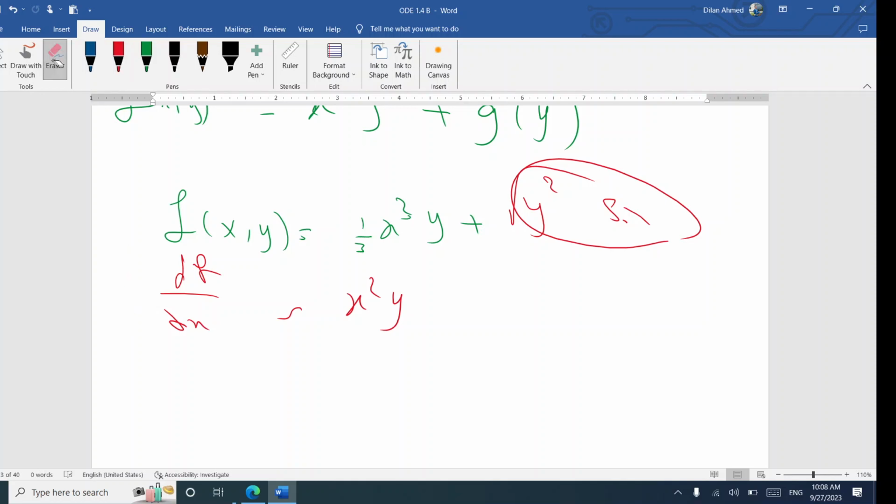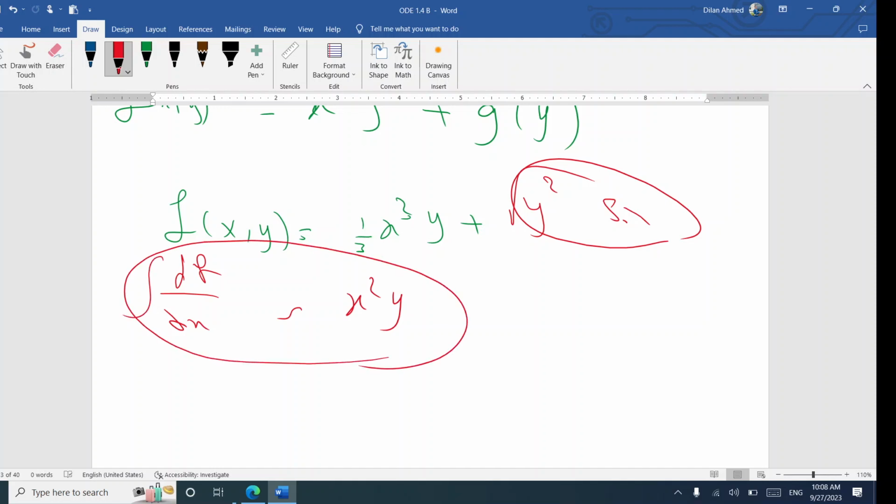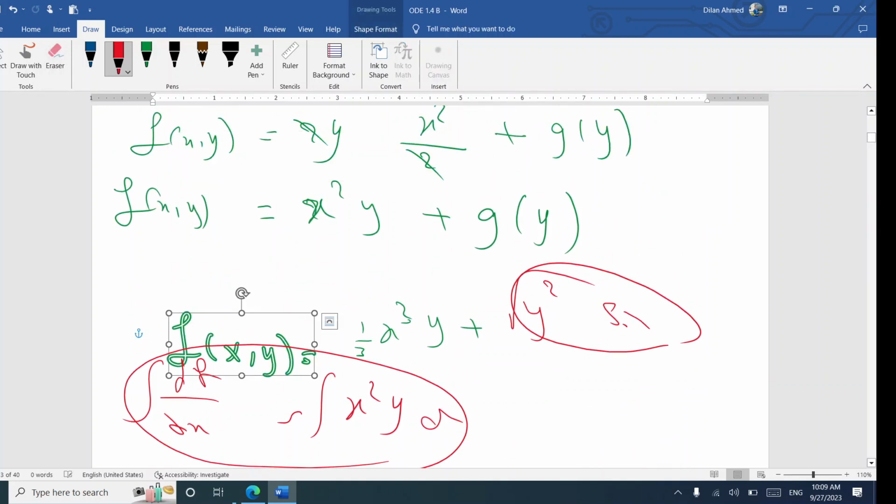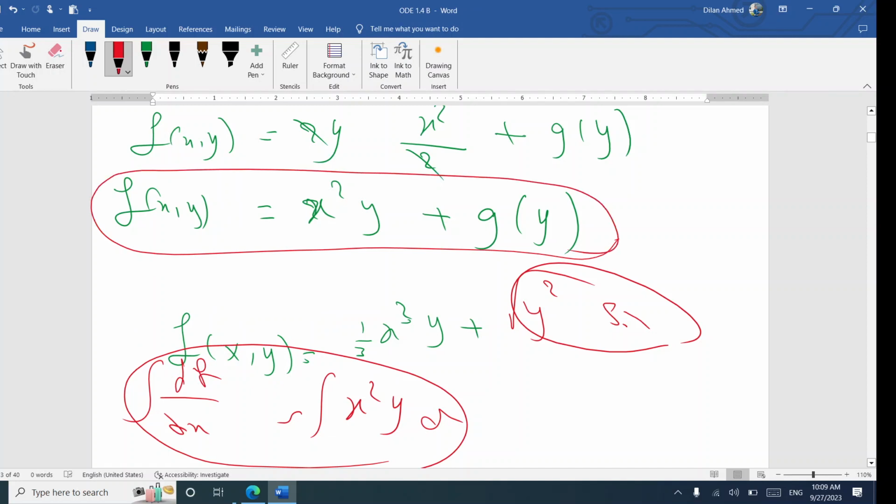If I want to get the origin, I will do what? I'm going to take an integral. I will get f of x, y: of course, x squared, for example, by dx, x cubed over 3, right? Plus something. I don't know what that thing is. Maybe y squared. I don't know. You got it? Good. You get the point? That's why when we took an integral, we add g of y. Clear? You got it?